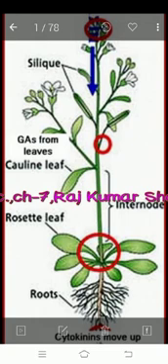Now we know chemotropism. Chemotropism is the growth of pollen tubes towards the ovule. What is chemotropism? Chemotropism is the growth of pollen tubes towards the ovule.